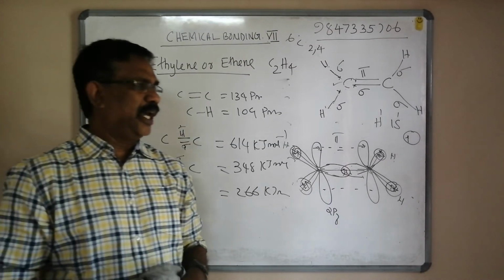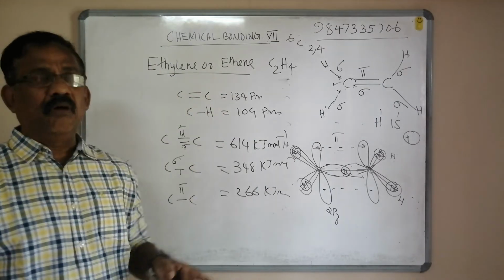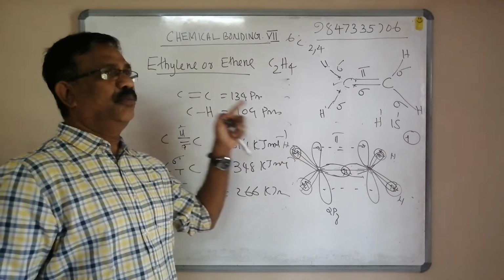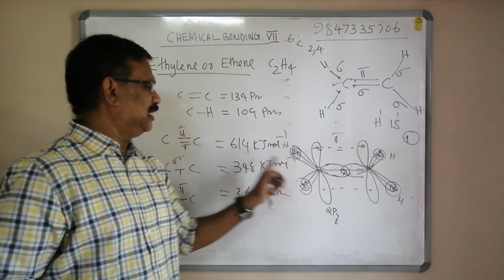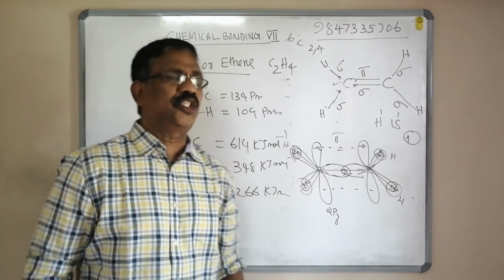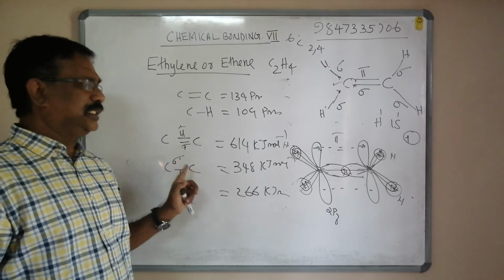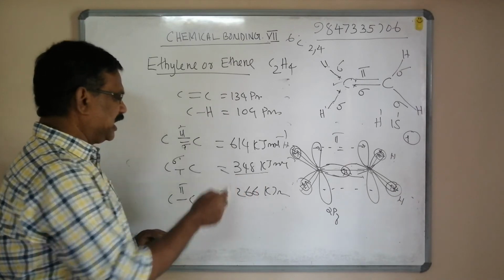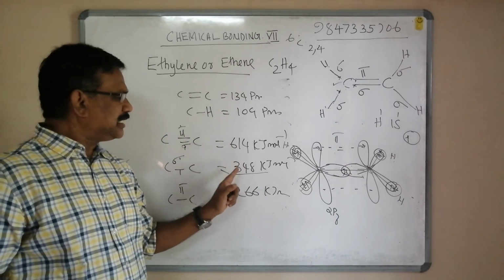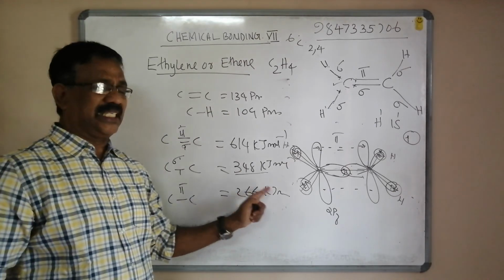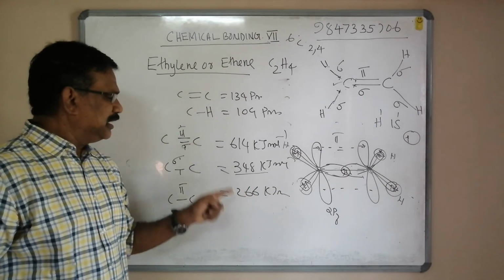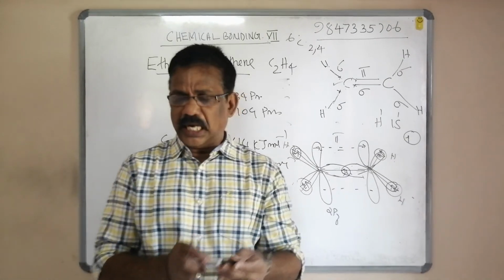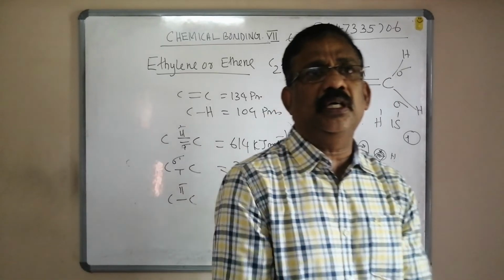So the shape of ethene is planar, the bond angle is 120 degrees, the bond length is 134 picometers for C=C and 109 for C-H, and the total bond dissociation energy is 614 kJ mol^-1. For the C-C sigma bond, the dissociation energy is 348. Therefore, the energy required for the breakage of the pi bond is 614 minus 348, equal to 266 kJ mol^-1. This indicates the breakage of the pi bond is very easy. That is why molecules containing pi bonds are highly reactive. Thank you so much. This is about the ethene molecule.